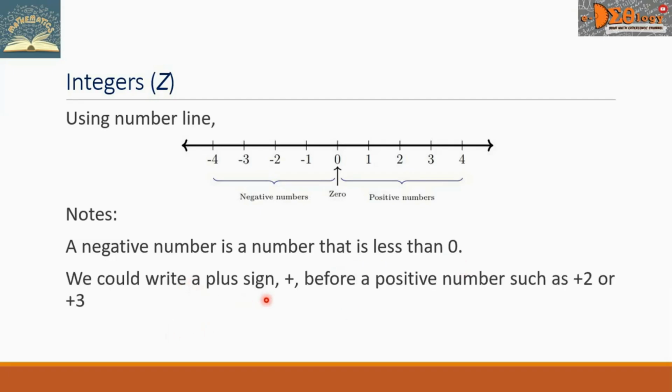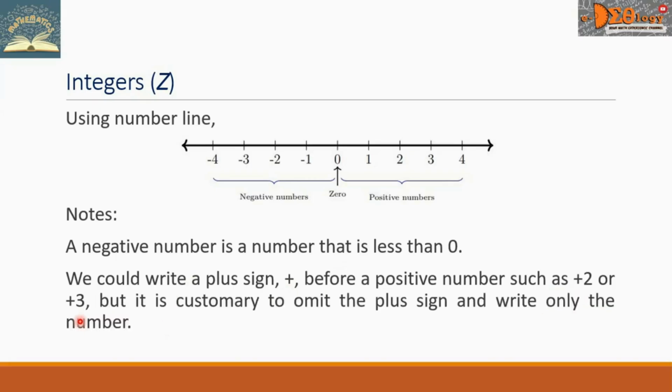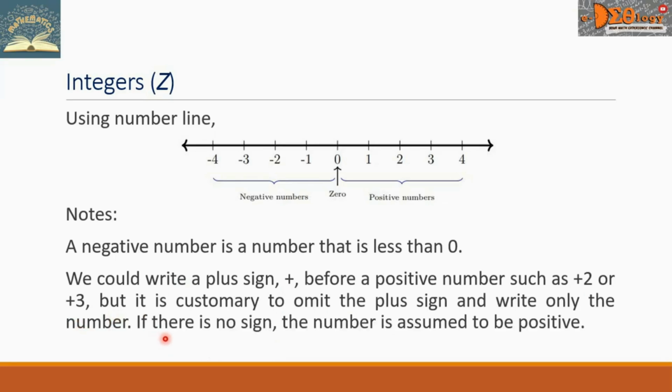We could write a plus sign. This is the symbol before a positive number, such as +2 or +3. But it is customary to omit the plus sign and write only the number. If there is no sign, the number is assumed to be positive.